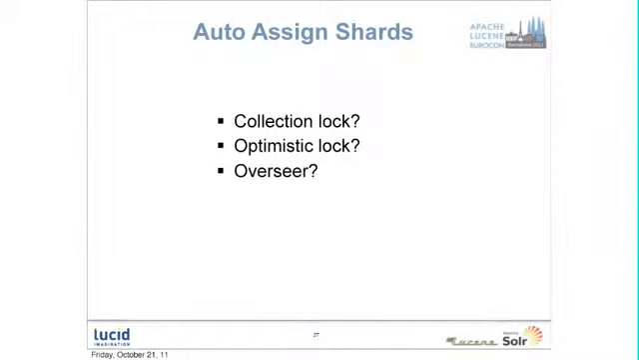So, auto-assign shard names. One of the things we're working on now. At the moment, I'm using a simple collection lock with Zookeeper. Basically, as you're assigning shard names, you need to know what the previous assignments have been. So you've got to either have some sort of lock, or an overseer node that's doing the locking locally, or some sort of optimistic lock where you try to assign something, but if someone else has assigned something, then you back off and try again.